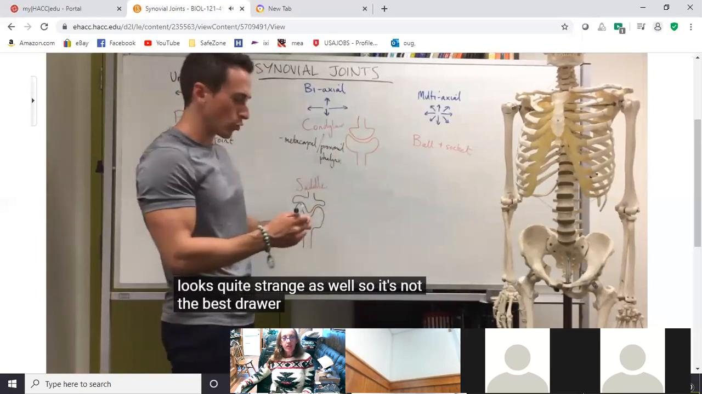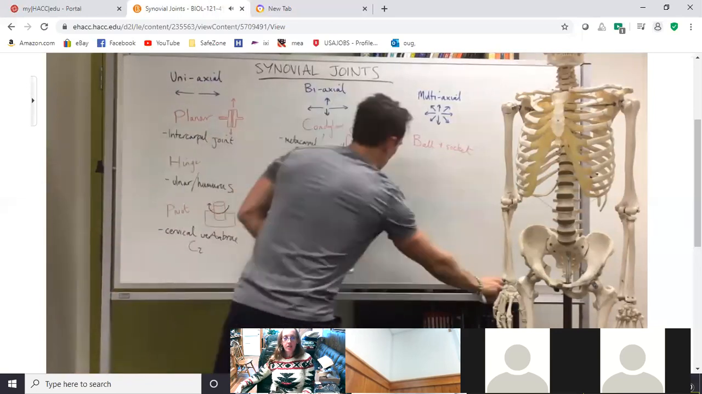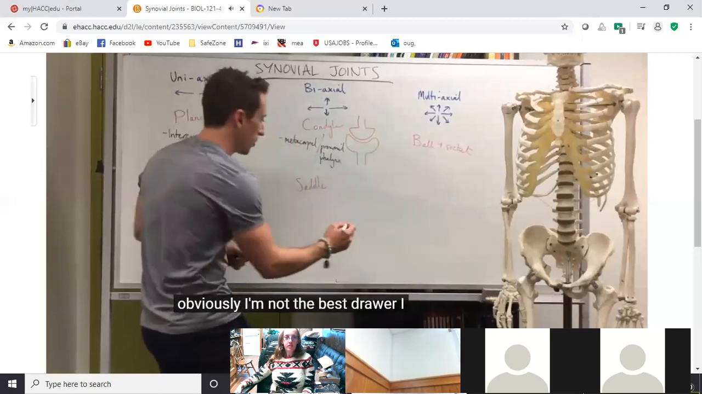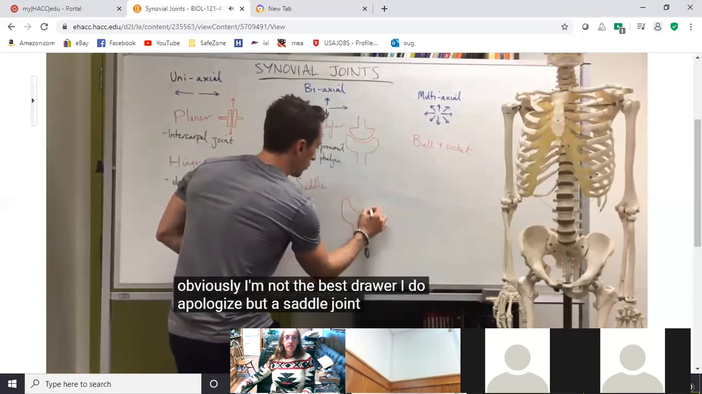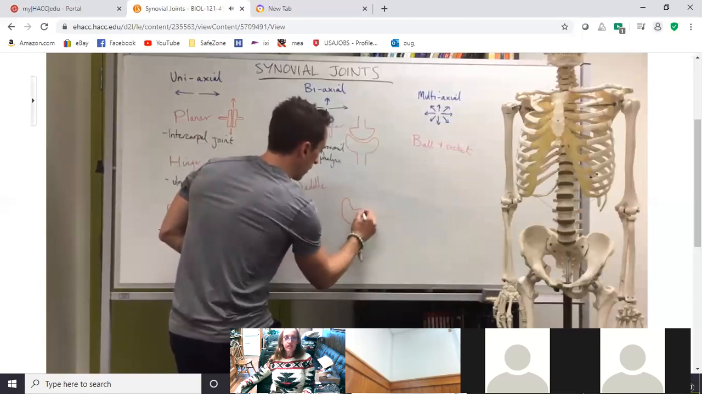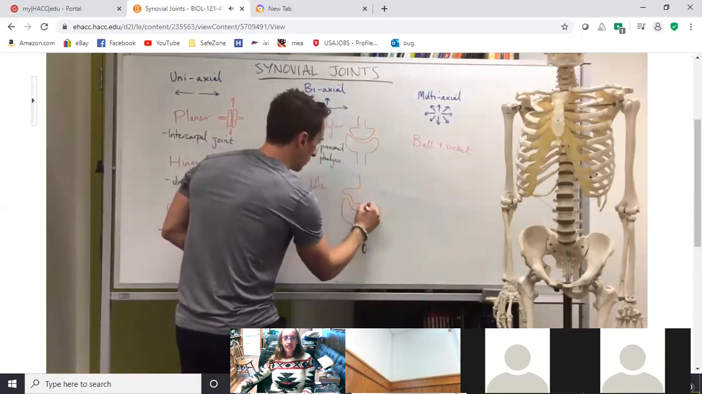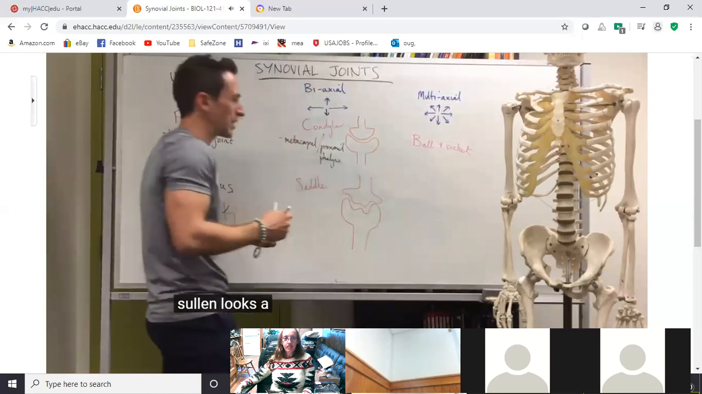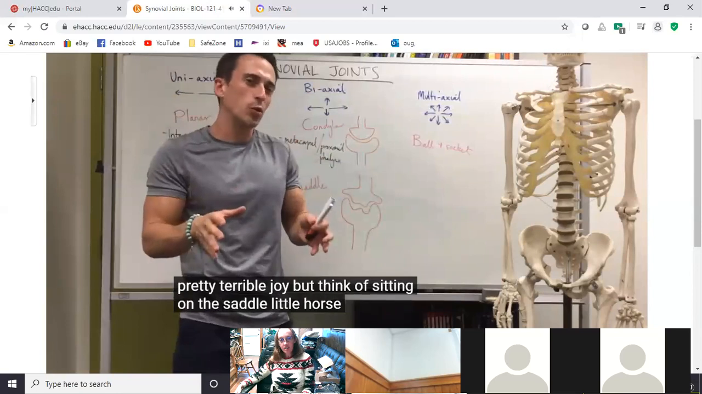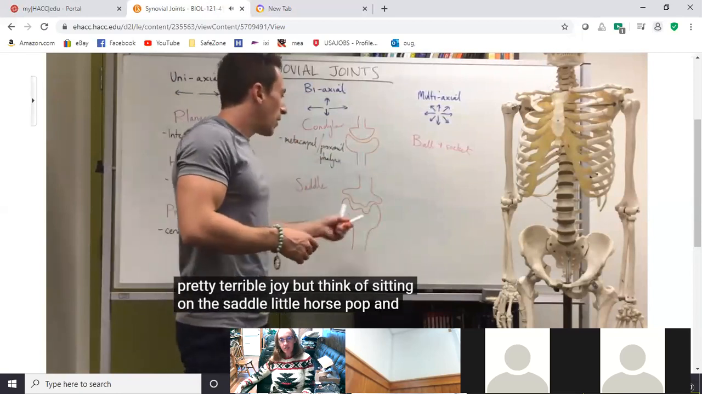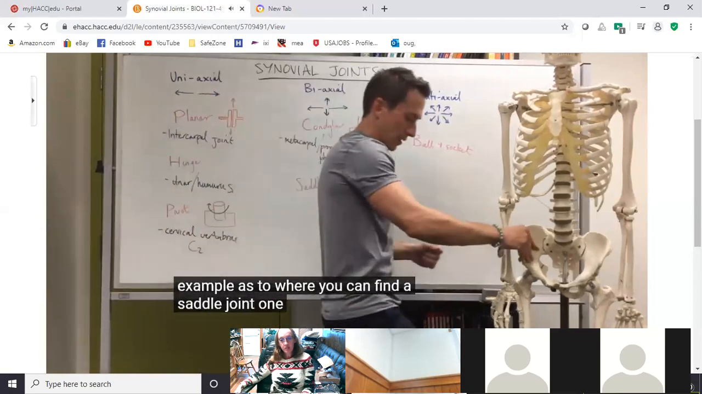So it's not the best drawing. Let me try that again. Obviously, I'm not the best drawer. I do apologize. But saddle joint sort of looks a little bit like that. Think of sitting on a saddle of a horse. Apart from that being so terrible, let me give you an example of where you can find a saddle joint.